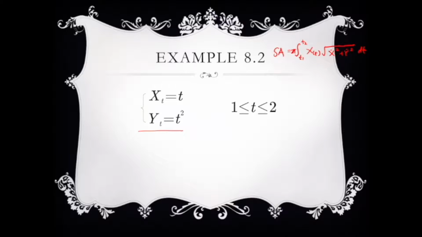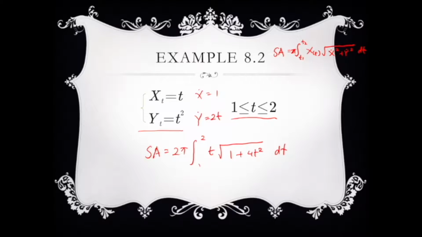In this particular problem, x dot equals 1 and y dot equals 2t. Therefore, we can rewrite the entire surface area formula into SA equals 2 pi times the integral from 1 to 2 of xt, which equals t times the root of 1 plus 4t squared dt.